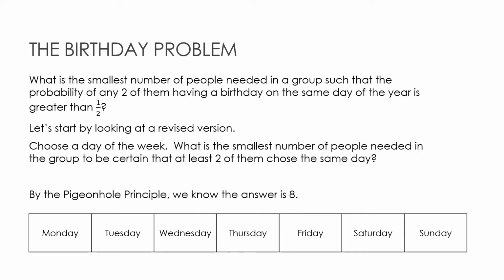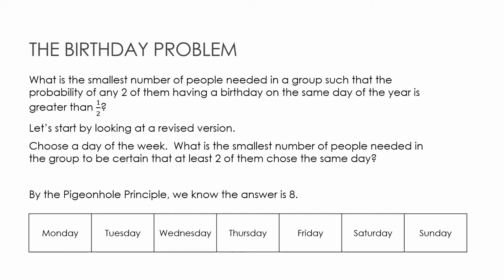The birthday problem asks, what's the smallest number of people needed in a group such that the probability of any 2 of them having a birthday on the same day of the year is greater than 1/2? So that's the birthday problem, but we're going to start by looking at a revised version. So let's choose a day of the week. What's the smallest number of people needed in the group to be certain that at least 2 of them choose the same day? So if you ask a bunch of people in a group to choose a day of the week, what's the smallest number to be certain that 2 of them will choose the same day?